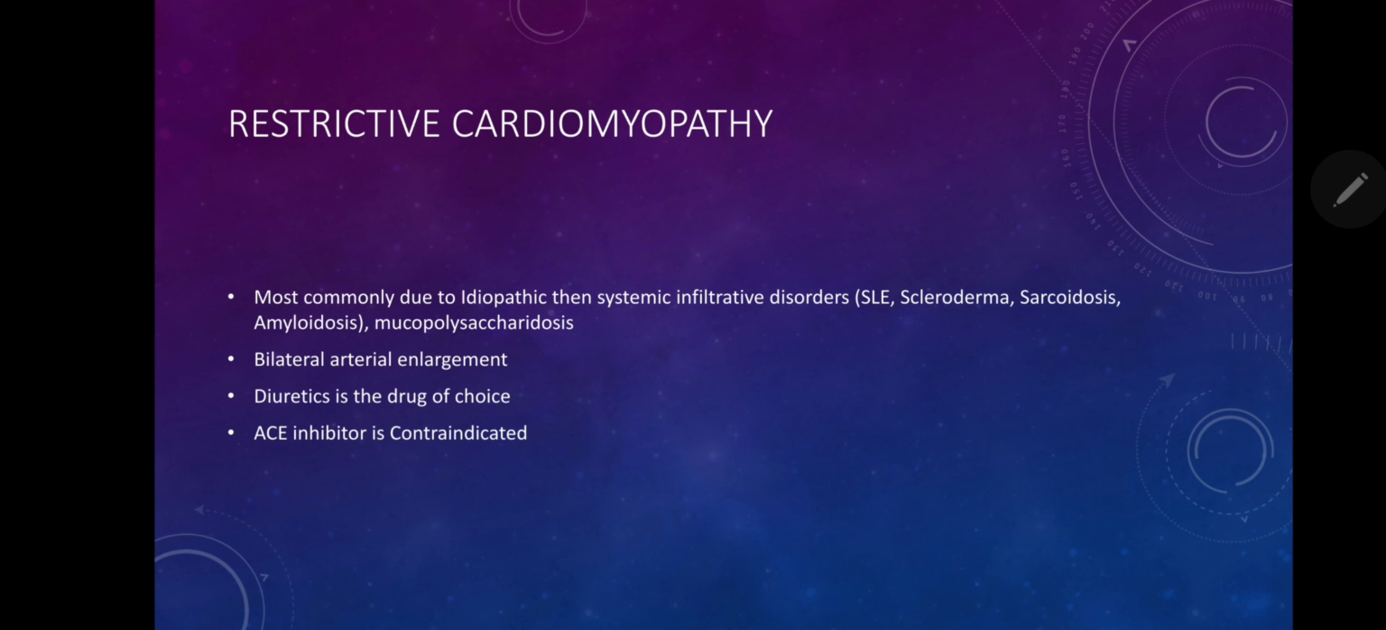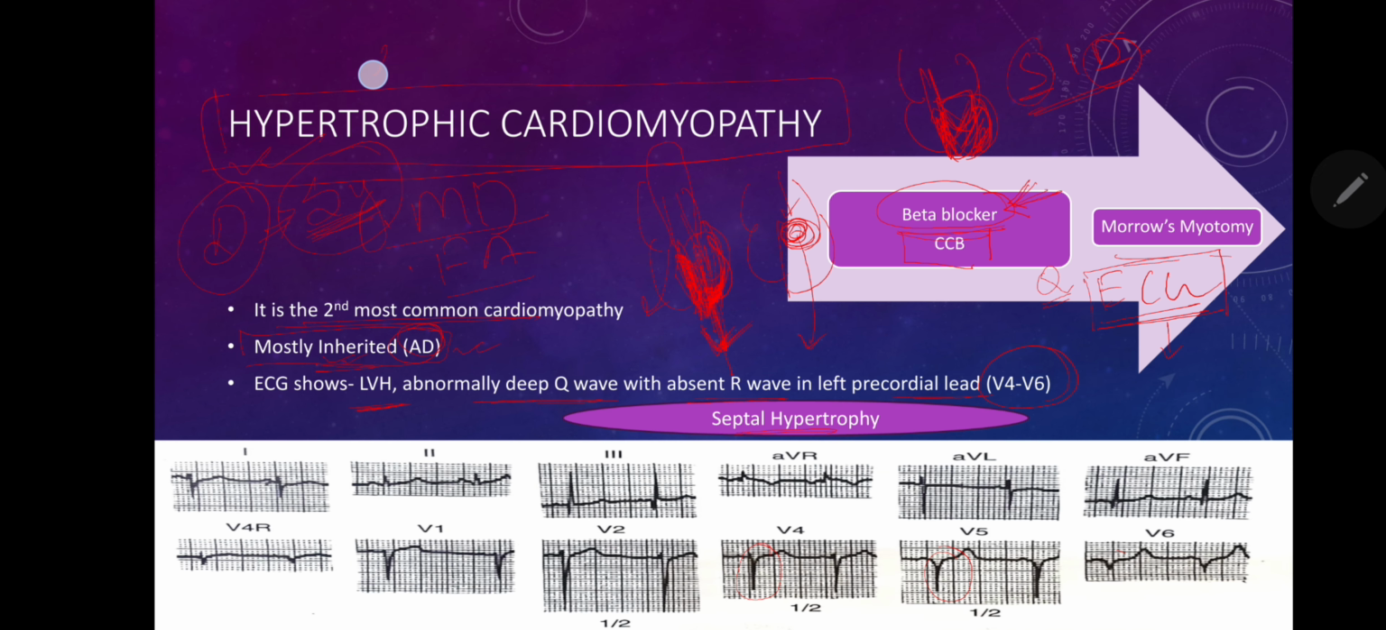Now, the third most common cause of cardiomyopathy is restrictive cardiomyopathy. This is very rare in children, and the most common cause is idiopathic, and we can find some systemic infiltrative disorders in which we can find restrictive cardiomyopathy. That means if the patient has SLE, scleroderma, sarcoidosis, amyloidosis, or mucopolysaccharidosis, we can find restrictive cardiomyopathy. I forgot to tell that in Pompe's disease we find hypertrophic cardiomyopathy, and in other forms of glycogen storage disease we find dilated cardiomyopathy.